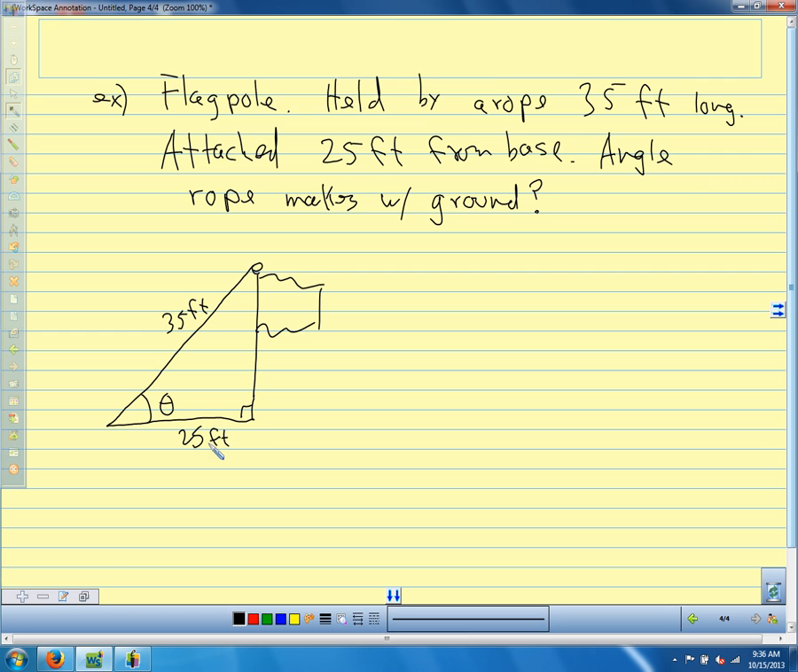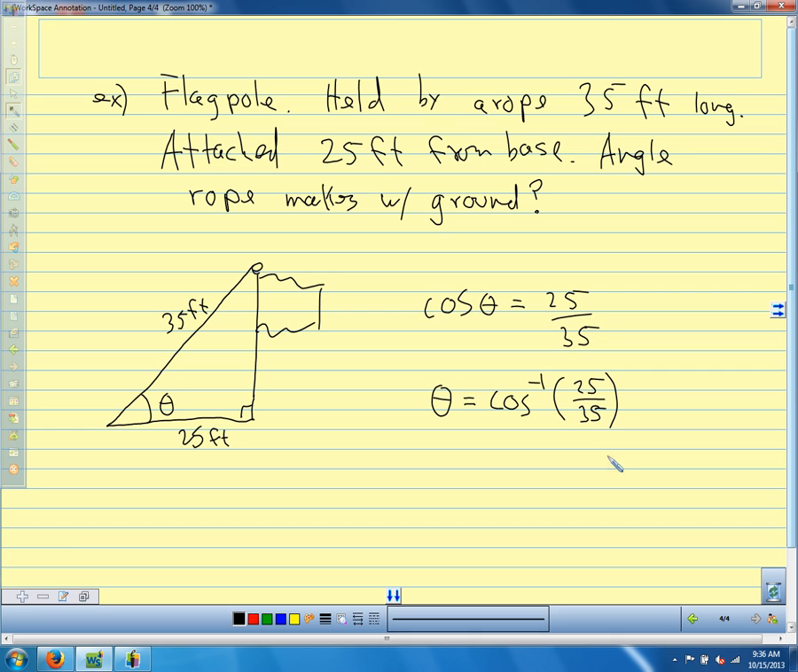So what are we going to do here? What relationship are we going to use? Cosine. We're going to use cosine because we have the adjacent side to my angle and the hypotenuse. So I'm going to write cosine theta equals 25 over 35. Now how do I find my angle? What is it? Inverse cosine. So I'm going to say theta equals inverse cosine of 25 over 35.